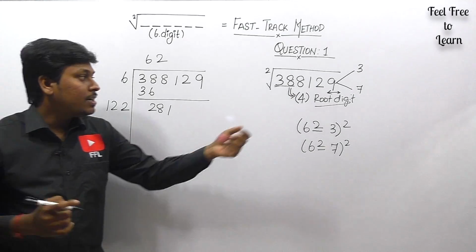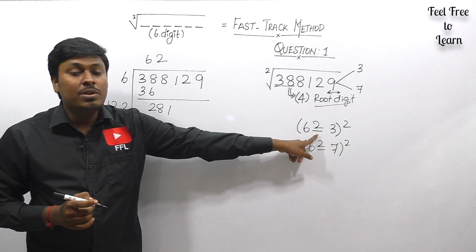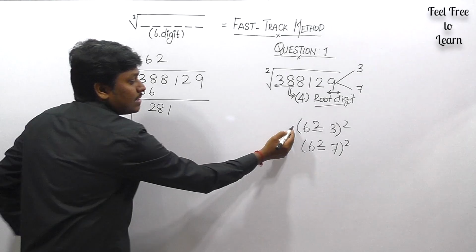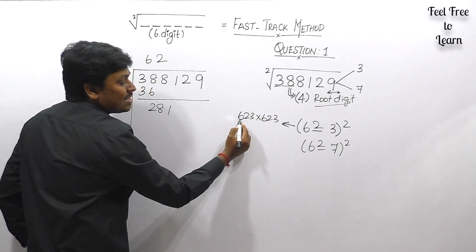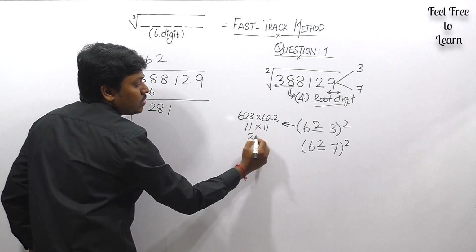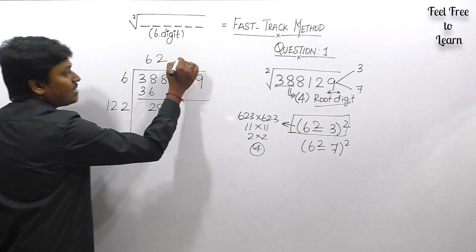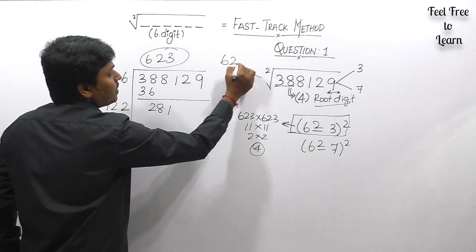And we already know that the root digit of the number is 4, right? So 623 square, find the root digit of 623. 623 into 623. Friends, listen here. 6 plus 5 will be 11. 11 into 11, 2 into 2, it becomes 4. So we can say that the answer for this question will be 623. So the root digit of this number will be 623.